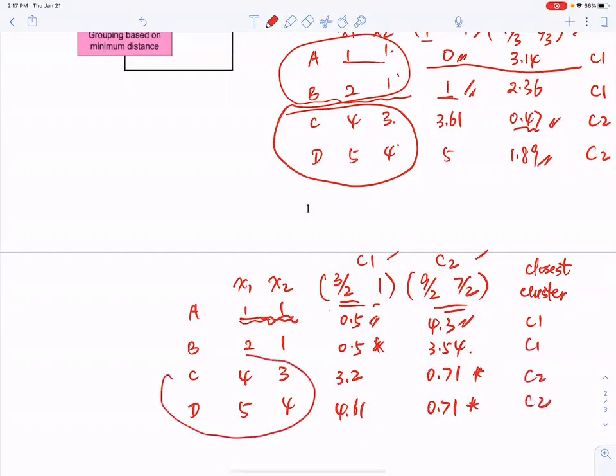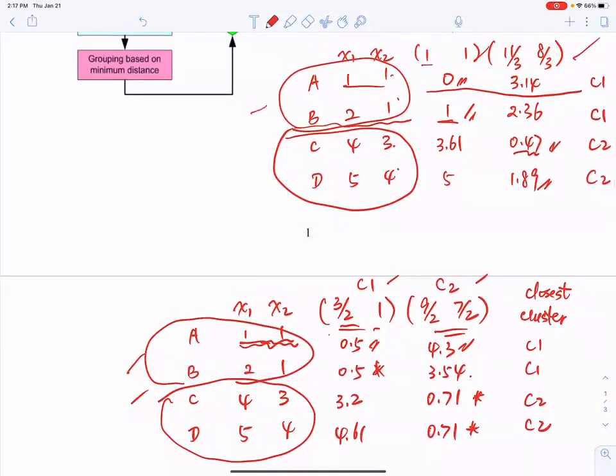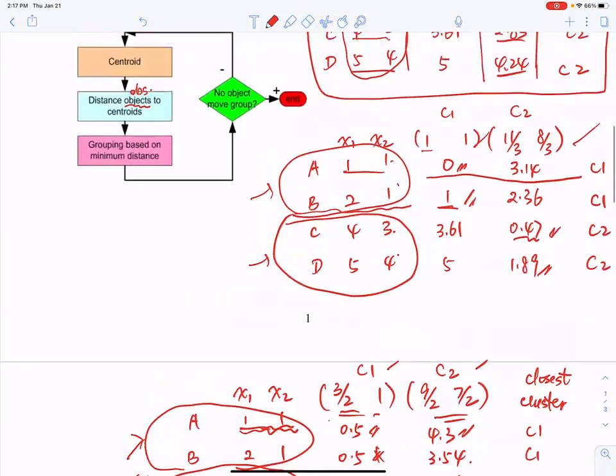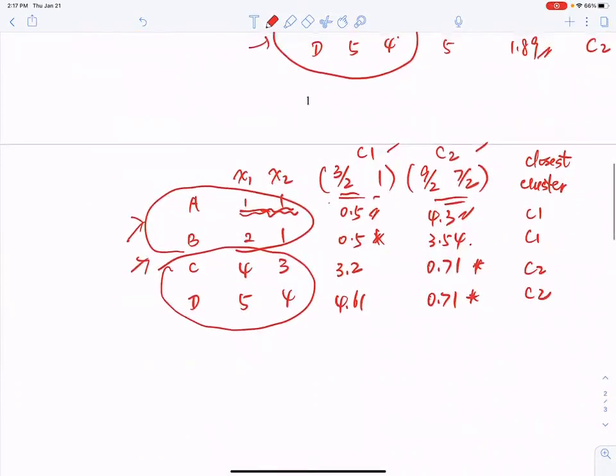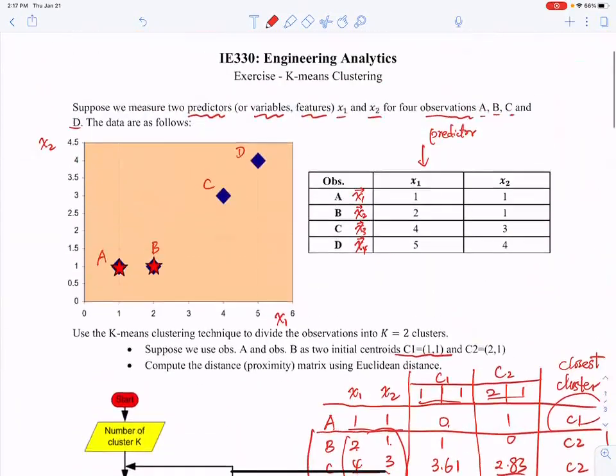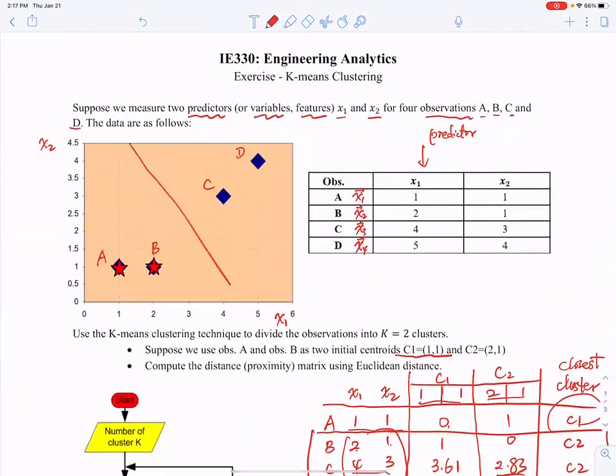Now C and D will be a cluster, and A and B will be another cluster. So it doesn't change. The clustering labels don't change anymore. No object moves groups, so we end the algorithm. So this is our clustering result: AB is one cluster and CD is another cluster.